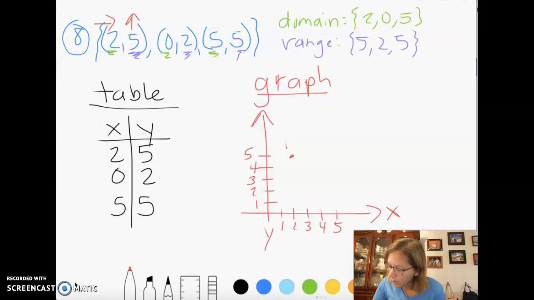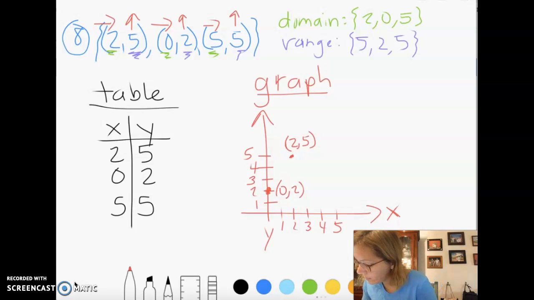And I'm just going to write the ordered pair next to each point because they did not give me letters for this problem. And then the next one is to the right 0, up 2. So I'm going to stay on that y-axis and just go up to the 2. And that is 0, 2. And then the last one is over 5 and up 5.